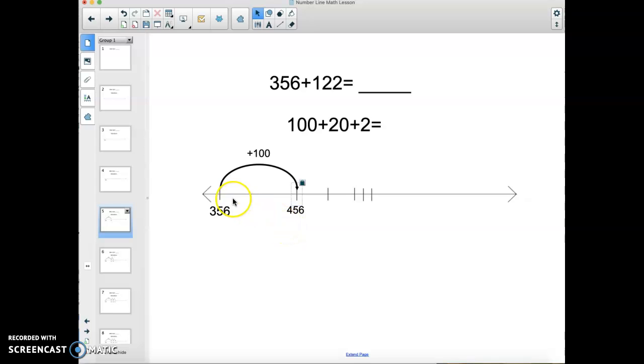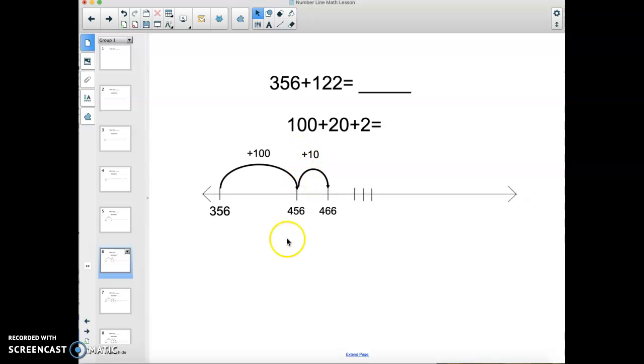So 356 plus 100, I'm only adding to the hundreds. I'm not changing anything else. I don't have any tens, or any ones, so I'm just adding to the hundreds. So I have one more 100, that's 400, 456. Our next step is to add the 10s. So 20 is made out of 2 10s, so we're going to do 2 jumps of 10.